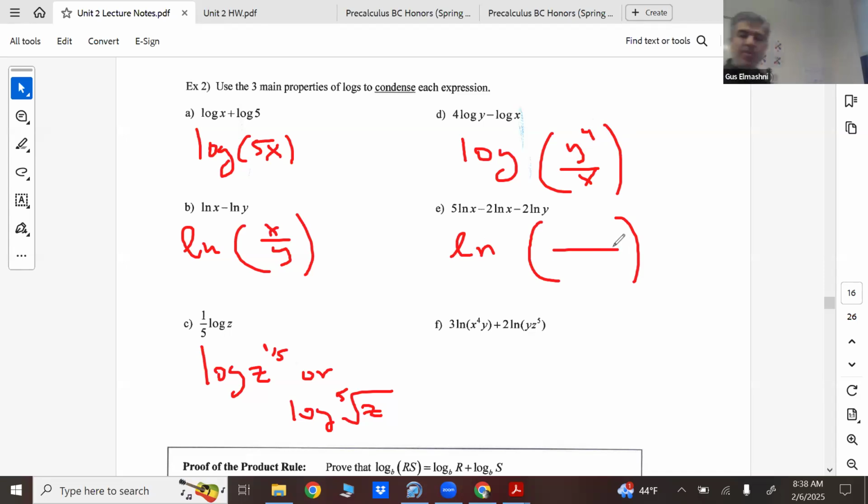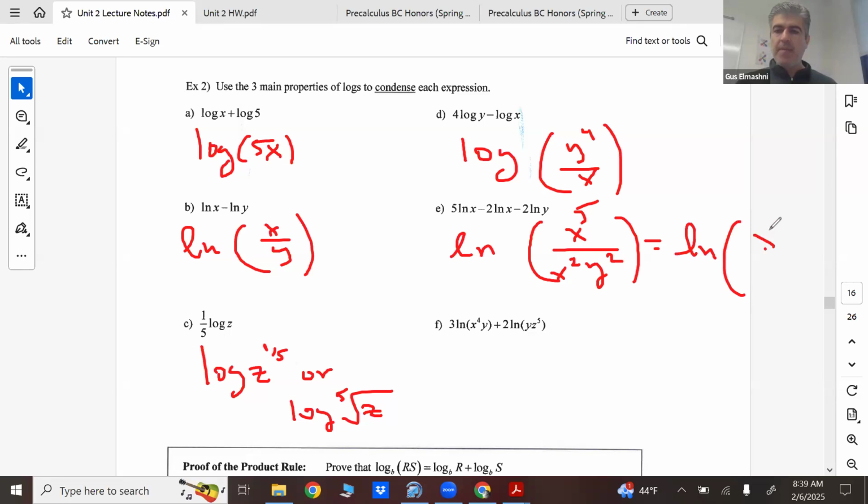Actually, let me do this first, just so I don't confuse people. Then we can simplify after that, which is x cubed or y squared. Good. Because what's happening is that you have a negative in front of two logs, so it puts both of them on the bottom. Okay. And then for f, I'll condense.